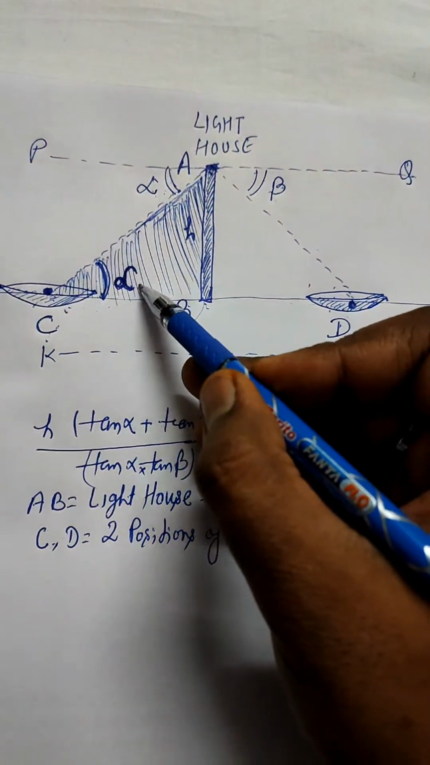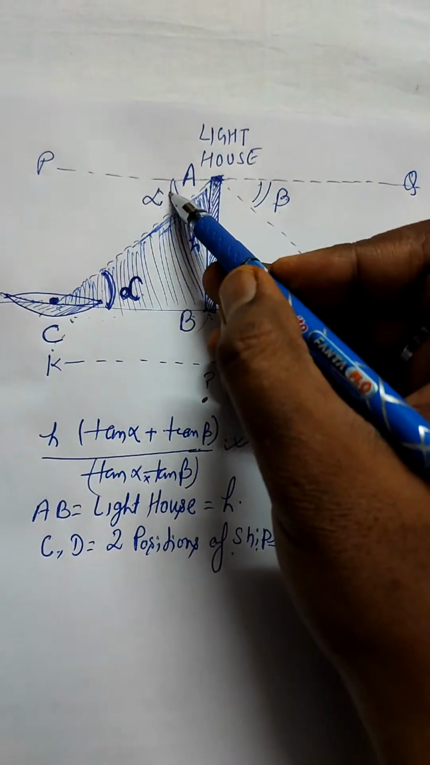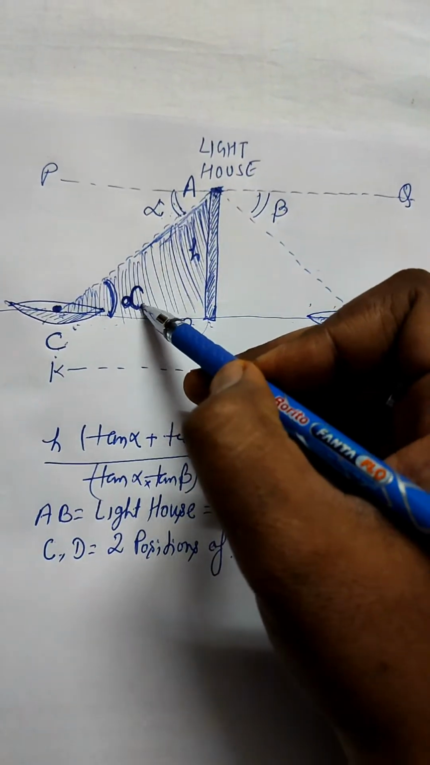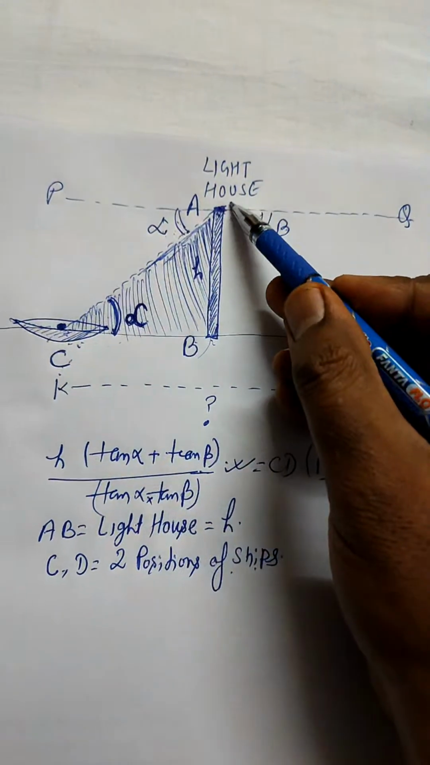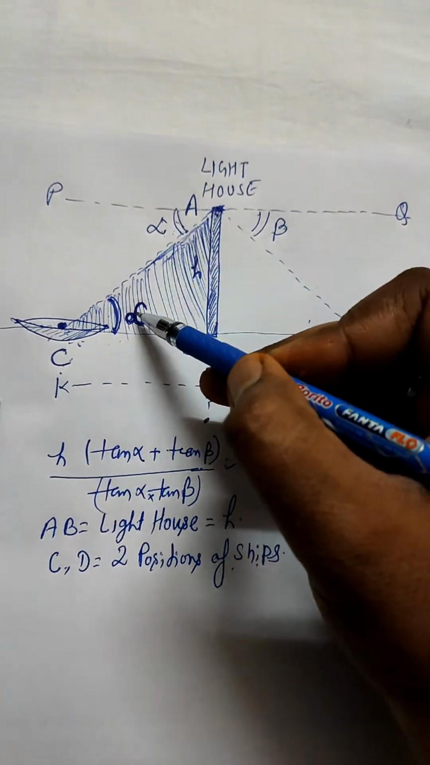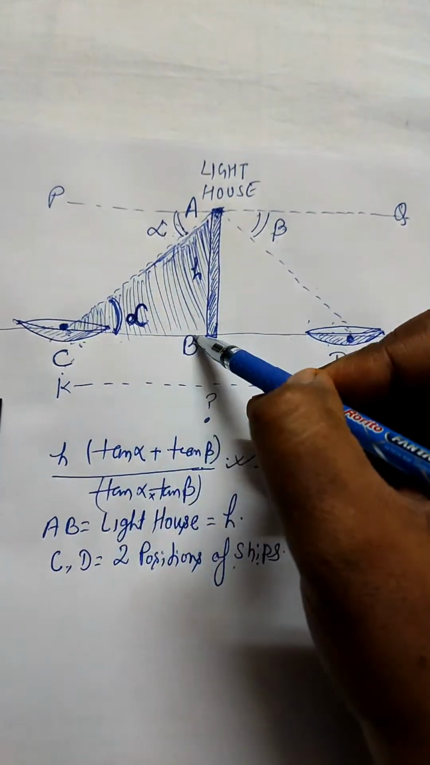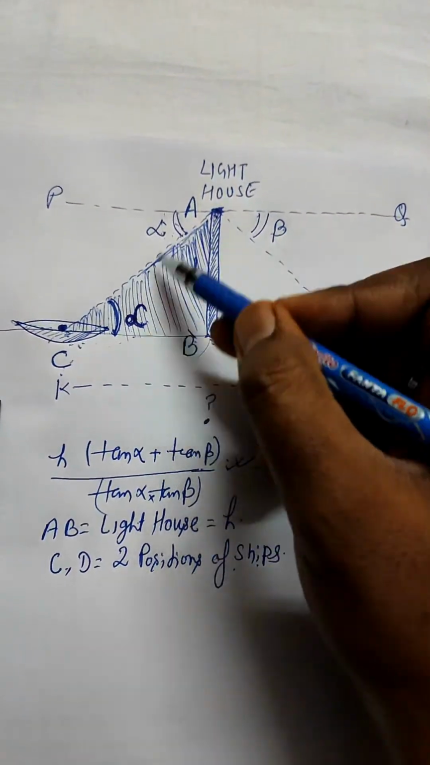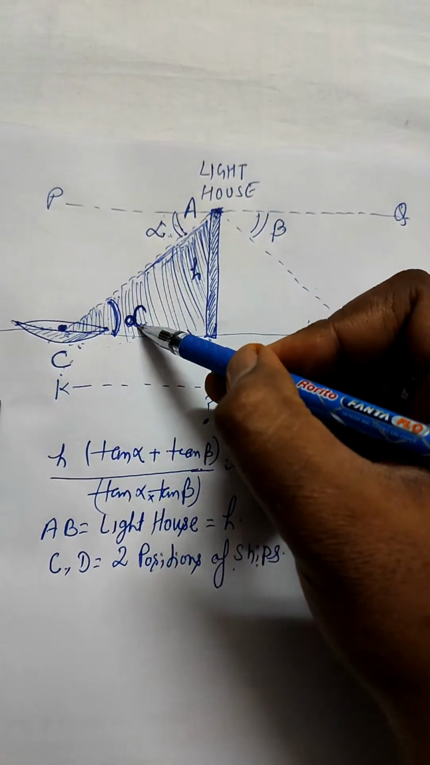If this is alpha, then angle of depression is alpha, then this can be converted into angle of elevation from the boat, because the angle of depression was from the top of the lighthouse, and this alpha is equal to this alpha, because angle PAC is equal to angle ACB, because these are alternate angles. So this angle of depression is converted into angle of elevation over here.